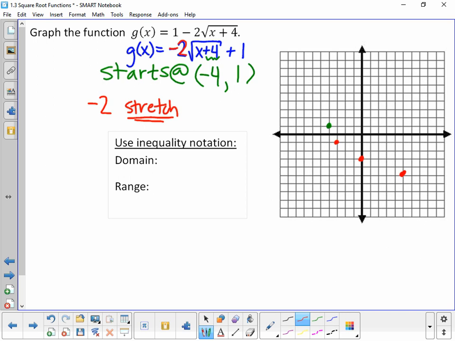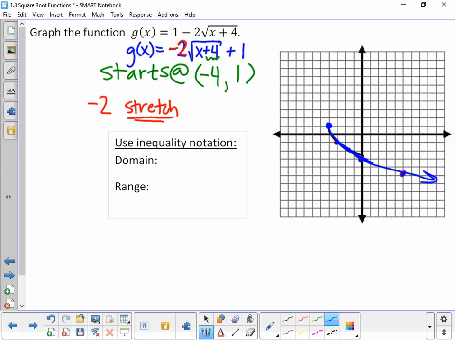The 1, 3, 5 stays because the 1, 3, 5 is in the horizontal direction. It's the going up or down that changed. So the function started at -4, 1. Our pattern here was down 2 over 1, down 2 over 3, down 2 over 5.